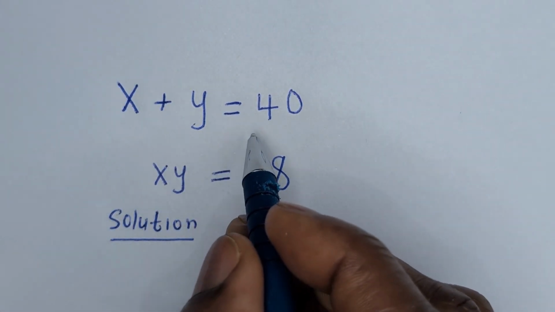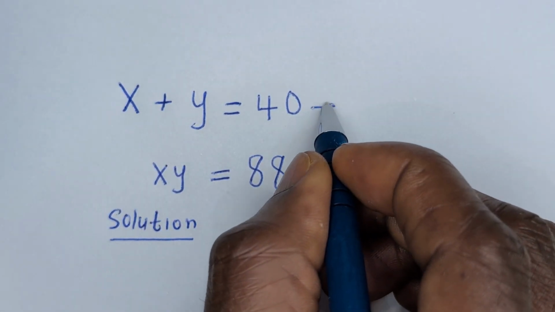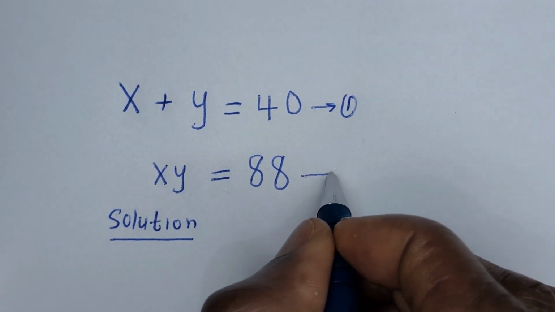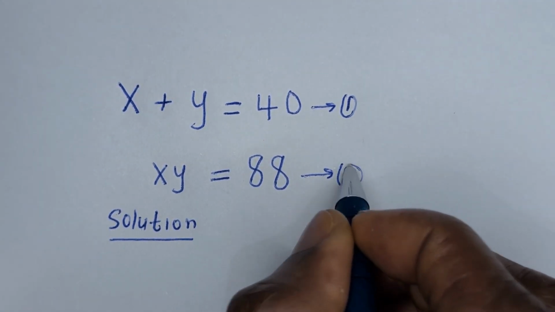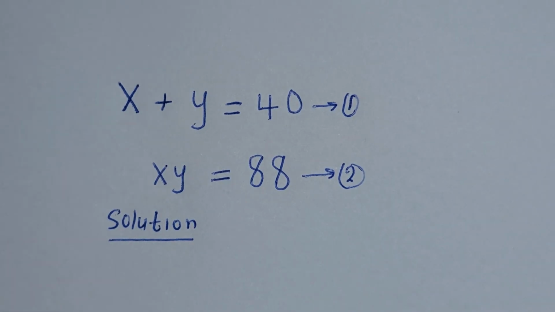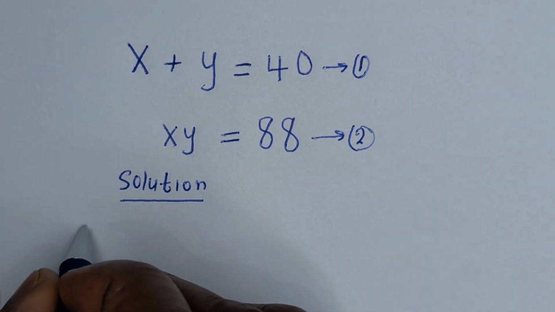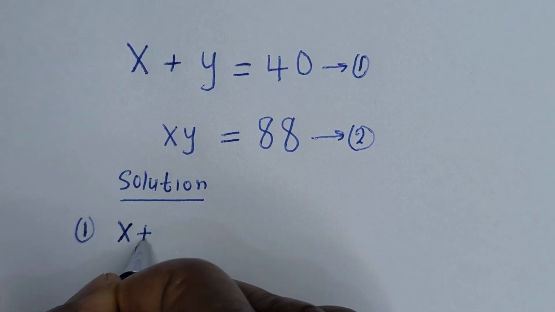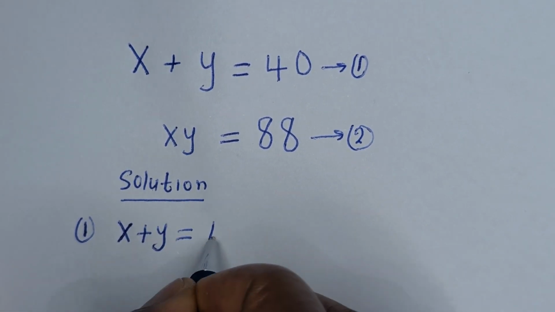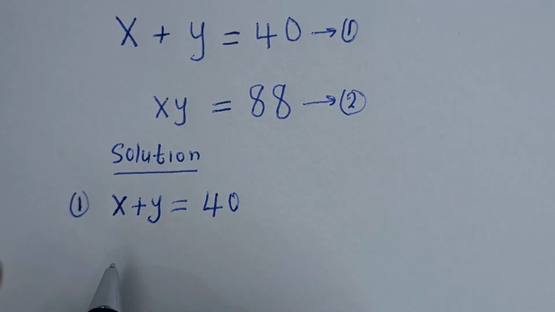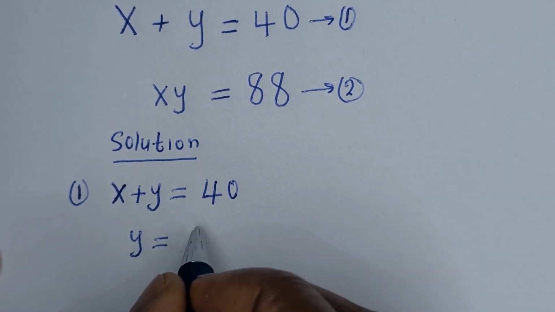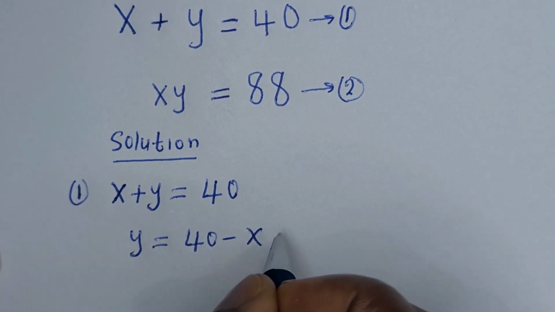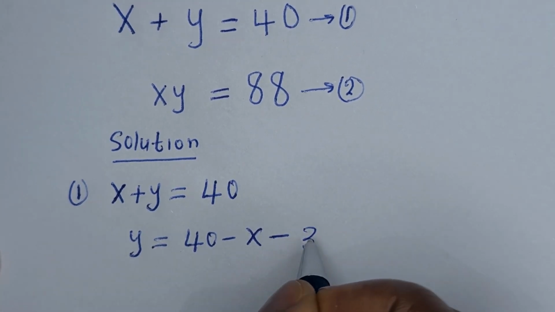x plus y is equal to 40. Let us call this equation 1. xy is equal to 88. Let us call this equation 2. From equation 1, x plus y is equal to 40, y is equal to 40 minus x. Let us call this equation 3.